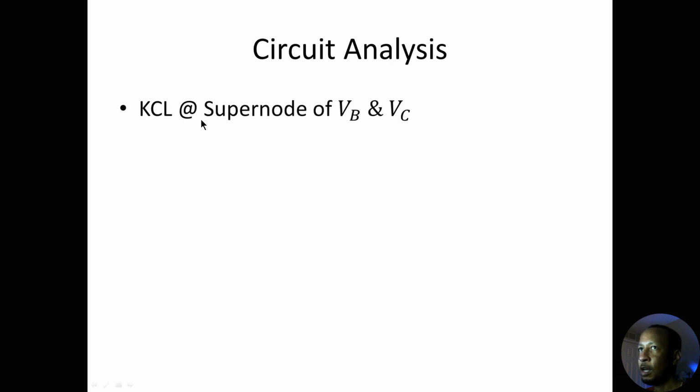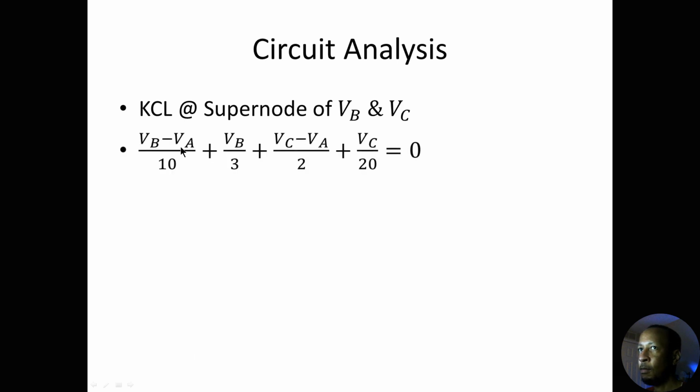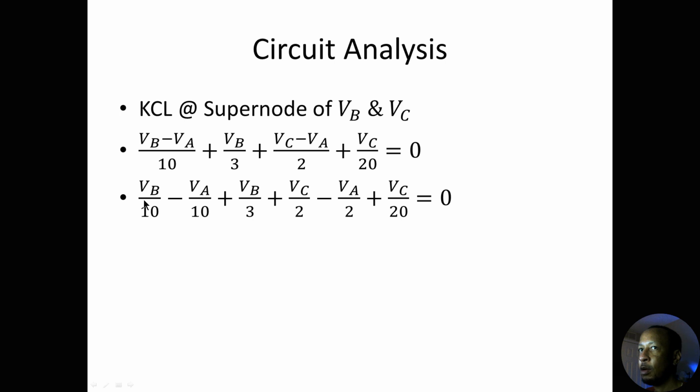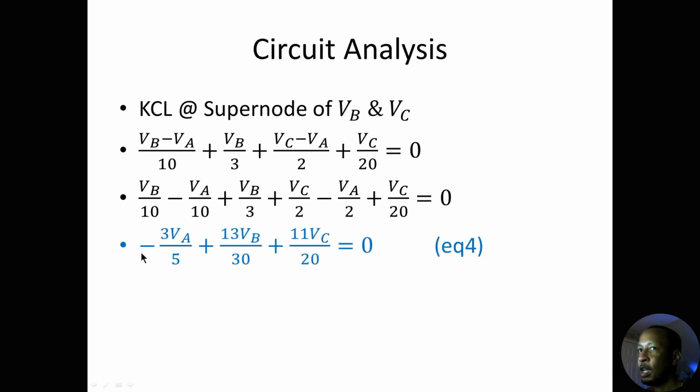Okay, so next, KCL at the supernode of VB and VC. So we have a supernode at VB and VC. And so what we have is (VB minus VA) over 10 plus VB over 3 plus (VC minus VA) over 2 plus VC over 20 equals 0. Next, I have VB over 10 minus VA over 10 plus VB over 3 plus VC over 2 minus VA over 2 plus VC over 20 equals 0. And then finally I have negative 3VA over 5 plus 13VB over 30 plus 11VC over 20 equals 0. That's going to be equation 4.